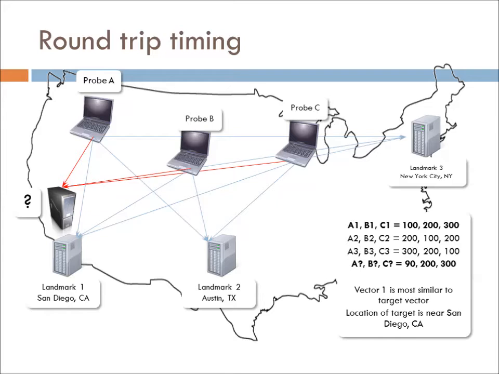When we perform the tests to the target machine, we can find that vector, or that collection of ping times, to be very similar to the ping times that came from the landmark 1 machine. Since the target machine has a vector of timings that is most similar to landmark 1, we can assume that the location of the target is near San Diego. Now this technique works very well when there are a large number of landmark machines and a large number of probe machines. The greater the number, the better the tests can become.